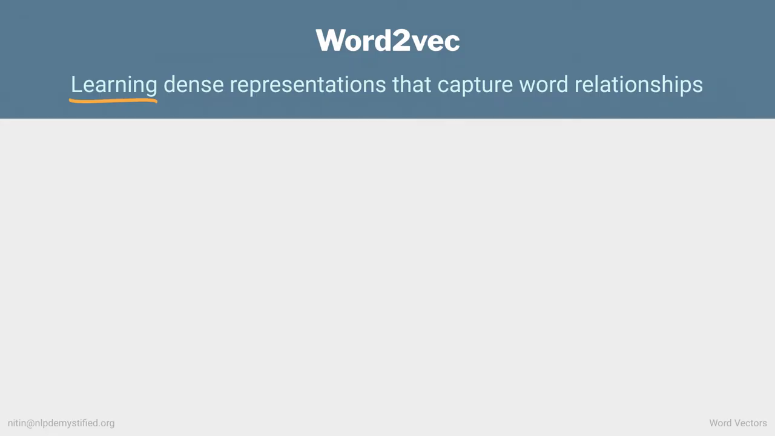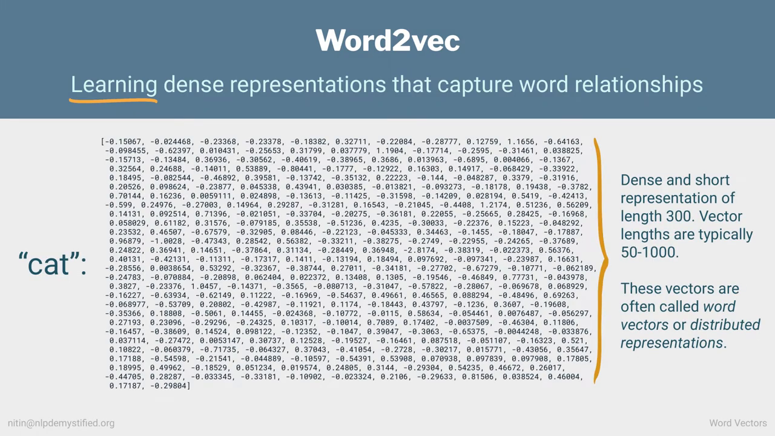There are a variety of algorithms which leverage this hypothesis to create word embeddings automatically. One such algorithm is Word2Vec, which learns dense representations which capture word relationships, and it was revolutionary when it was introduced. This is an actual 300-dimension Word2Vec embedding for the word cat. As you can see, it's dense and short compared to a one-hot encoding. The dimensions of these vectors typically range from 50 to 1,000 and are sometimes called word vectors or distributed representations. In this video, we'll use the term word vector and embedding interchangeably. And hopefully it's clear why we'd like an algorithm to learn these embeddings for us, because populating a 300-dimension vector by hand for thousands of words isn't feasible.